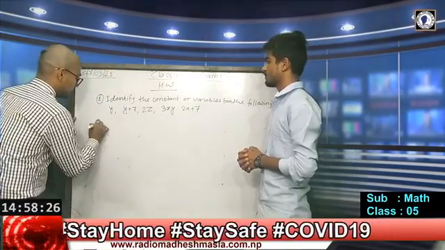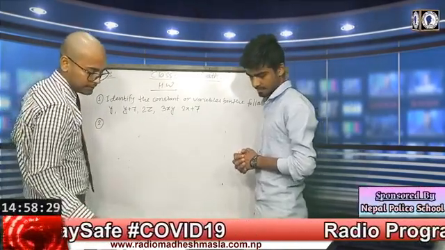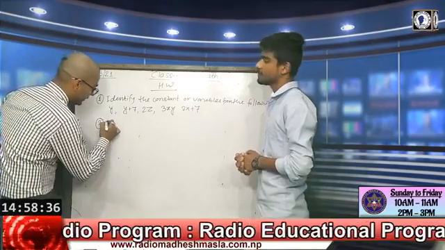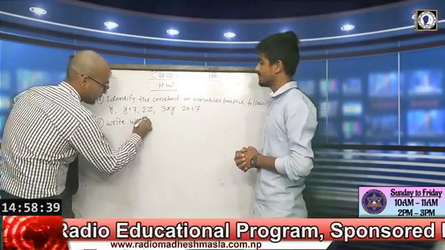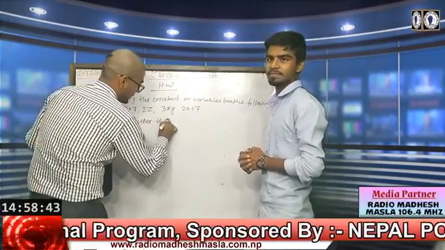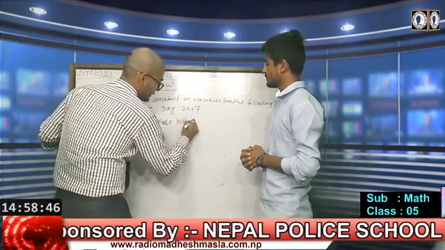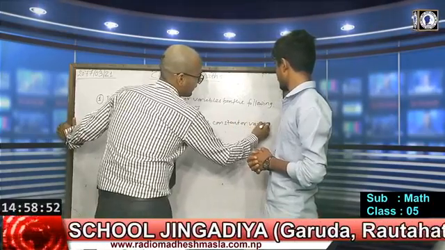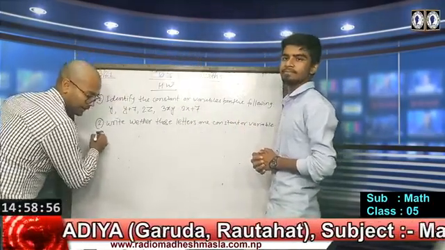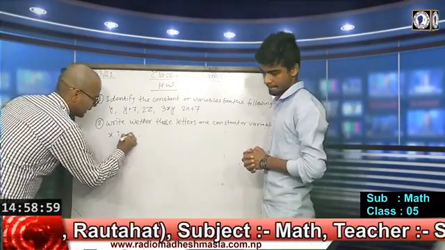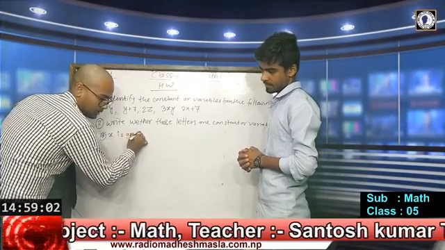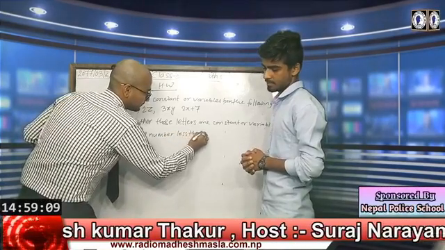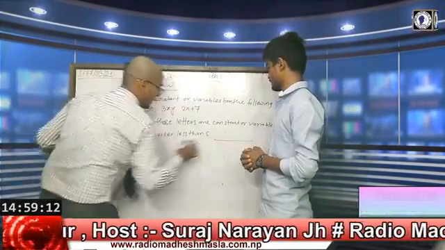Then in question number 2, you have a question maybe like this: write whether these letters are constants or variables. Question A: X is an odd number less than 5. You have to write here.